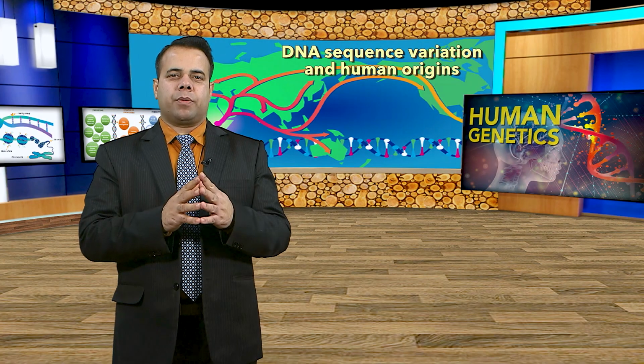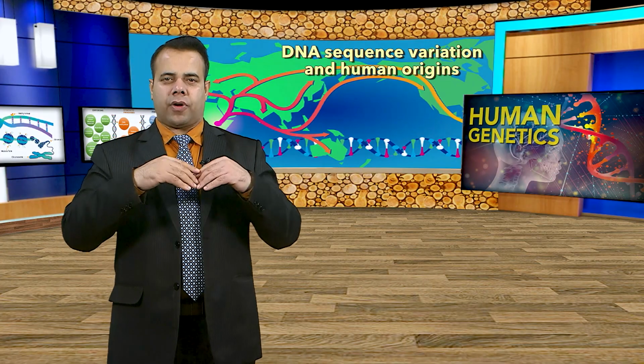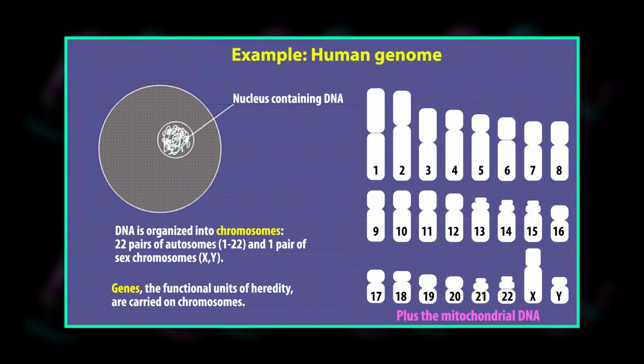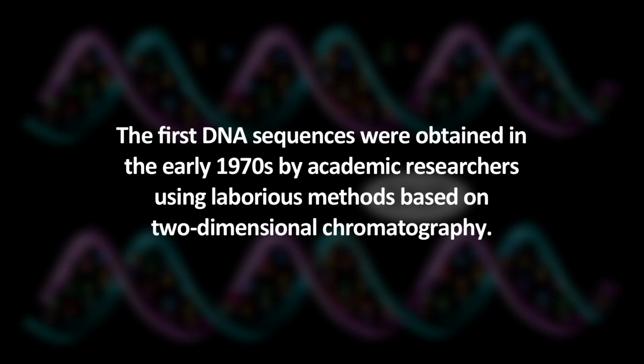The rapid speed of sequencing attained with modern DNA sequencing technology has been instrumental in the sequencing of complete DNA sequences or genomes of numerous types and species of life, including the human genome and other DNA sequences of many animal, plant, and microbial species. The first DNA sequences were obtained in the early 1970s by academic researchers using laborious methods based on two-dimensional chromatography.